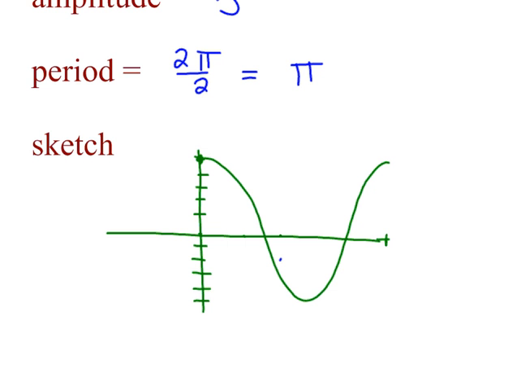Okay, and I know my cycle needs to end at pi because the period was pi units long. And so then halfway through will be pi halves. This will occur at pi fourths. I'm just dividing each section by 2. 3 pi over 4, 3/4. So 1/4, 1/2, 3/4, 1. And it goes up to 5 and down to negative 5.